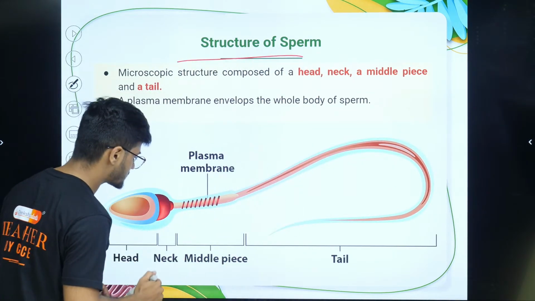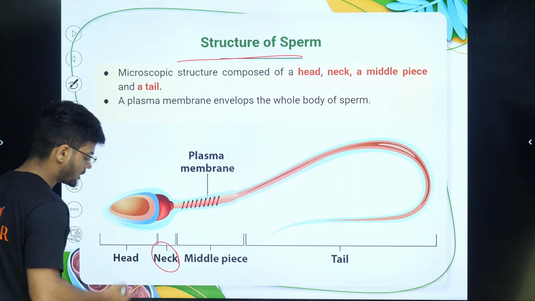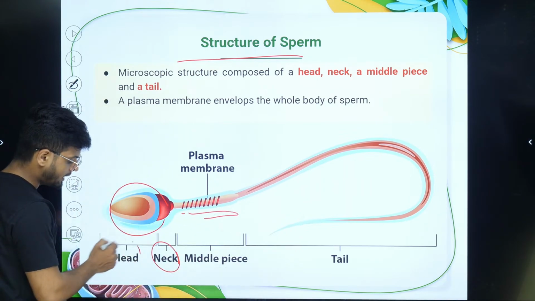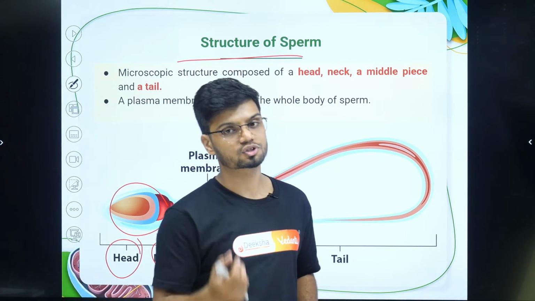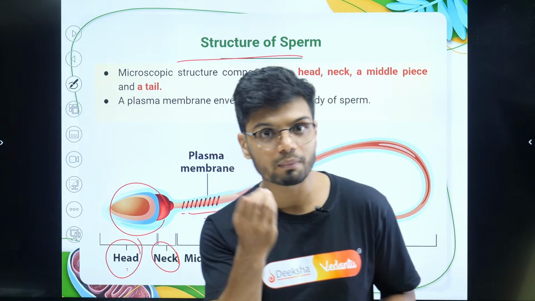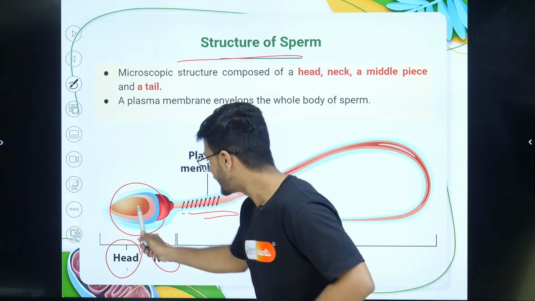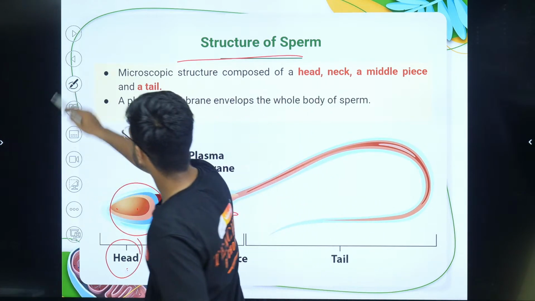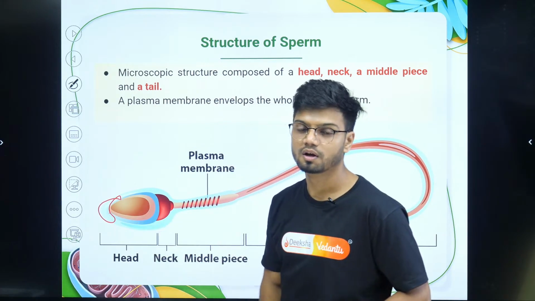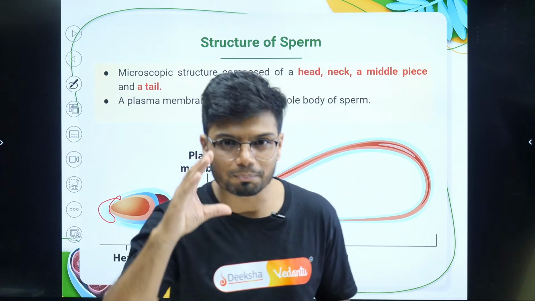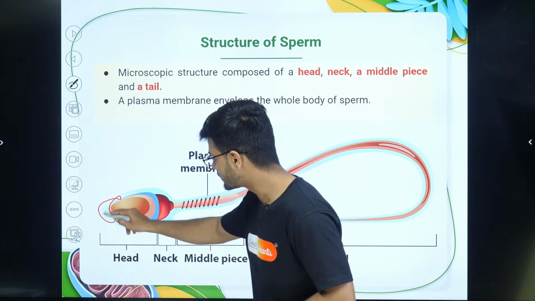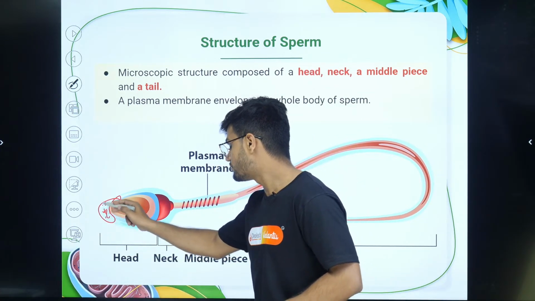The structure of sperm is made up of three parts. If you include the neck, it is four. First is your head region, then the neck, the middle piece, and finally the tail. Now the head region is very important because it has two main functions. The head region will have the DNA. Genetic material is stored inside the head, and the head has a cap-like structure. This is called the acrosome. This part of the head has lots of enzymes which help in fertilization. It is filled with enzymes, and this will help in fertilization.